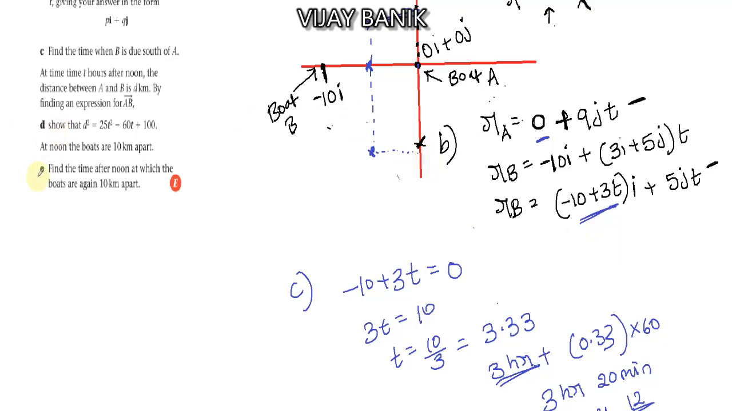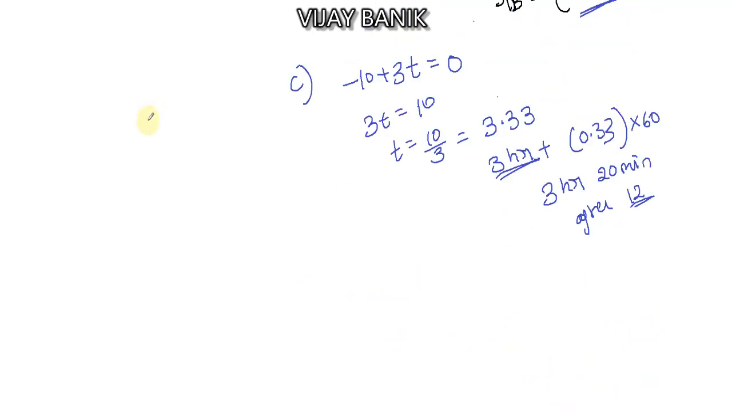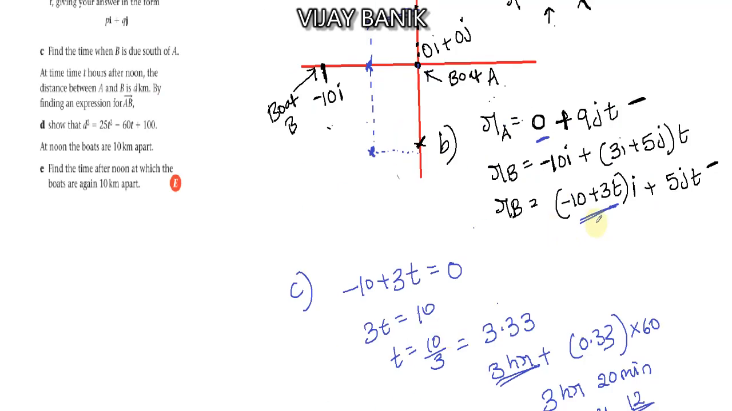Now let's go with D part. At time t hours after noon, the distance between A and B is given by this kilometer. Find an expression of A to B. If they ever give you find an expression of A to B, it's going to be B minus A. That means position vector of B minus position vector of A. So what was the position vector of B? This is the position vector of B. So let me write that down.